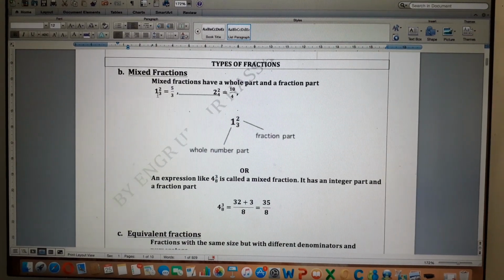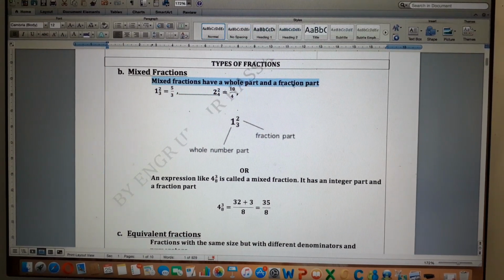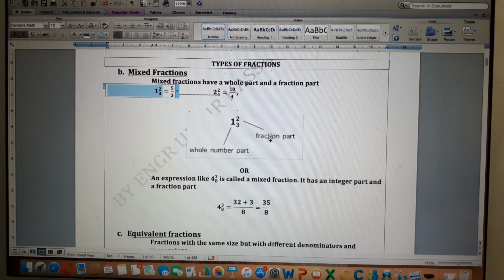Mixed fraction. Mixed fractions have a whole part and a fraction part. Now, what is a whole part? If you observe this fraction here, 1 is the whole part while 2 over 3 is the fraction part. So this is a mixed fraction. Similarly, this is a mixed fraction where 2 is the whole part while 2 over 4 is the fraction part.